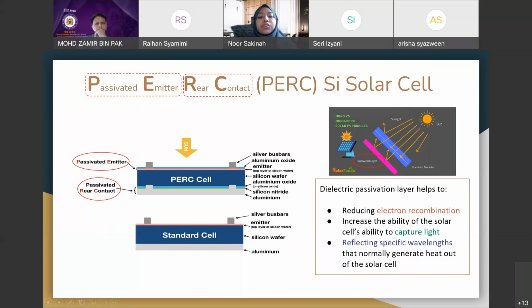And these PERC modules are also able to mitigate the rear recombination and prevent longer wavelengths from becoming heat that would impair the cell's performance. And details of this PERC solar cell fabrication, how the process works, what the materials used are, etc. will be discussed by Faris and Haziq.